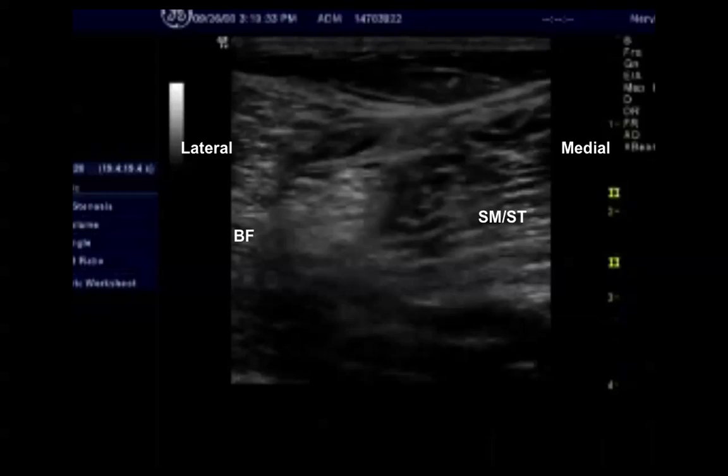Before we go live with this, just to orient you, the left side of the screen is lateral, the right side of the screen is medial. We see the borders of the biceps femoris laterally and the semimembranosus, semitendinosus medially. This is the peroneal nerve, this is the tibial nerve, and down on the medial side of the screen we see respectively the popliteal vein and popliteal artery.